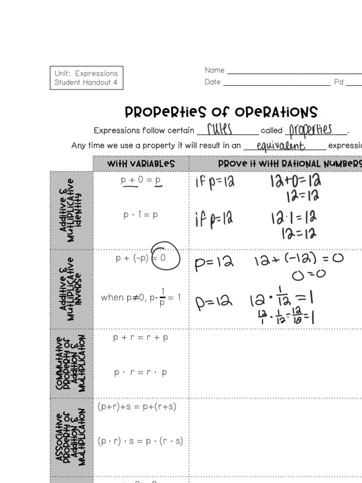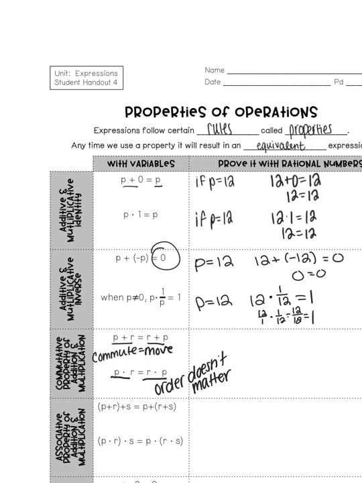Then we have the commutative property of addition and multiplication. Commute means move. Basically, all this means is order doesn't matter. When we're talking about addition and multiplication, the order doesn't matter. If I move things around, it's not going to change the answer. So with variables, we have P plus R equals R plus P. Switching the order doesn't change the outcome. Same for multiplication. P times R equals R times P.